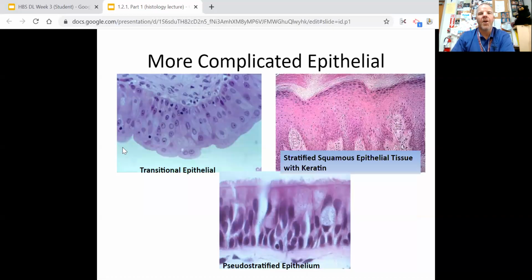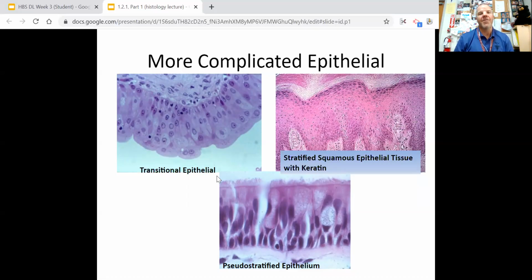All right, so if you want to impress some family members and friends this weekend, you can break out some of these more complicated epithelial tissues. This one here on the left is called transitional epithelial tissue. And transitional epithelial tissue can actually change shape from columnar to squamous.